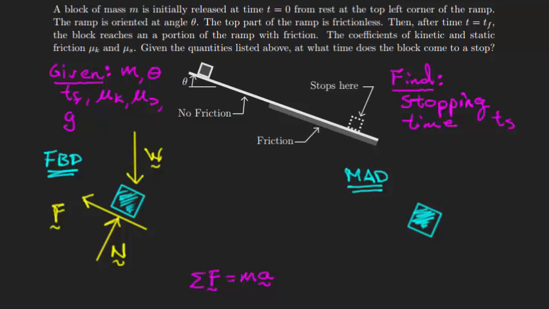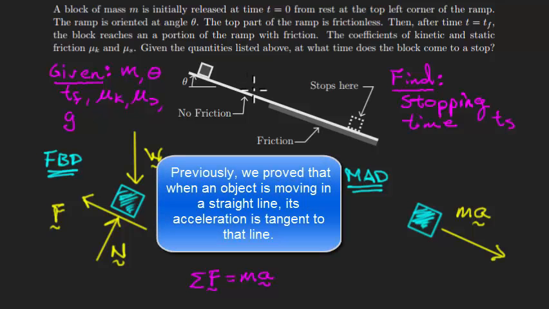Alright, so here's what I'm going to do for my mass acceleration diagram. I'm going to have a vector that's pointed this way, and I'm going to label that MA, just like that. And that's it. Okay? First of all, why is it in this direction? Well, remember this block is just moving along a straight line. So if I have an object moving along a straight line, then its acceleration has to be along that line. It could be in the direction of motion, it can be in the exact opposite direction of motion, but it has to be along that line.